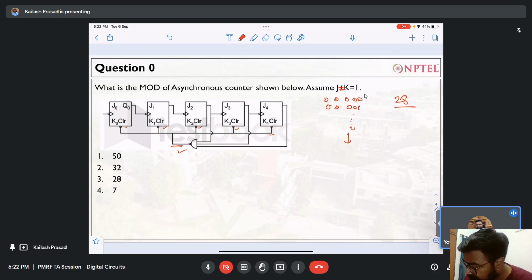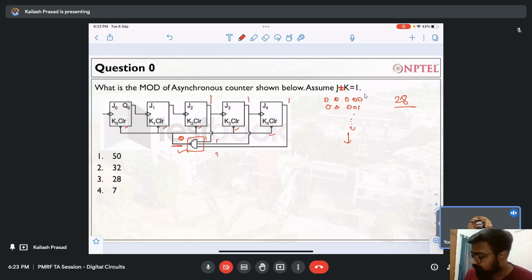So what I want is the output of this NAND gate to be 0. My question is, when is the output of a NAND gate 0? I have three inputs. When all the inputs are 1. Yeah, that's the correct answer. So what I want is all these inputs to be 1, 1, 1. It means these three should be 1.